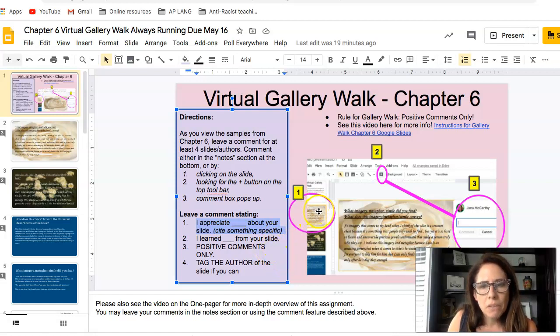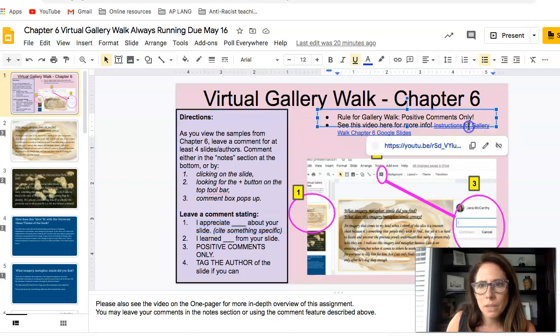And I found that I had to explicitly teach how to leave comments in Google Slides. So this is sort of my landing slide. It's the directions. I always try to provide that in a visual format. And then I would also provide a video to go along with it with me. And the link is right here.